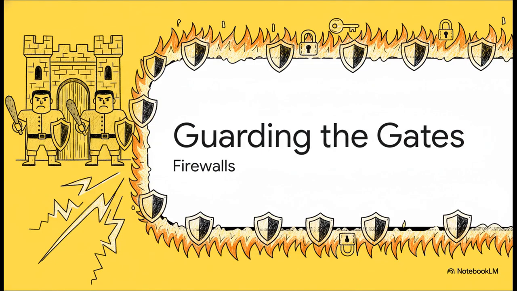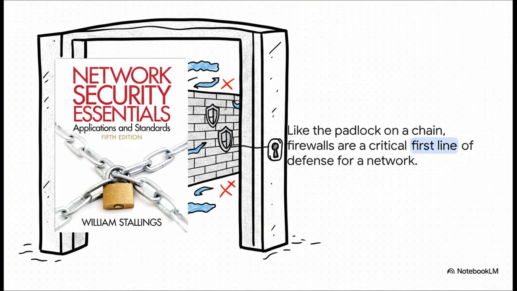All right, so TLS protects our data while it's in transit, but we also need to protect our entire network from the wild west of the internet. We need a digital bouncer at the door. And for that, we're talking about firewalls. This image is just a perfect metaphor. A firewall is that fundamental first line of defense.